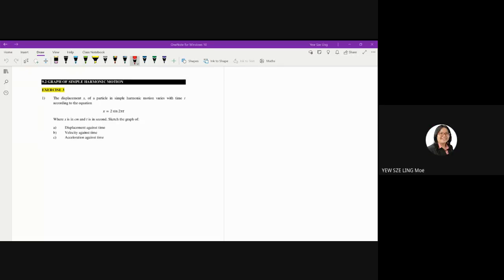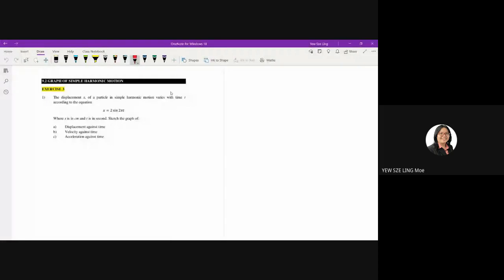Okay, so chapter 9, we're going to look at how to sketch graphs. 9.3 is all about the graphs of simple harmonic motion. There are a few types of graph that you have to know. The first three graphs change with time: the x-t graph, the v-t graph, and the a-t graph. These three equations rely on time, which means you have to sketch the graph based on the equations with time.